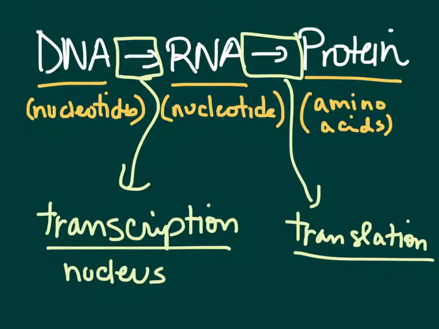From the nucleus, the process of transcription is going to take DNA and turn it into a specific kind of RNA, messenger RNA. That's going to be taken out of the nucleus to the cytoplasm.